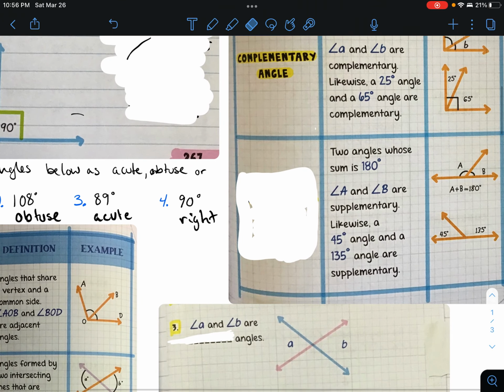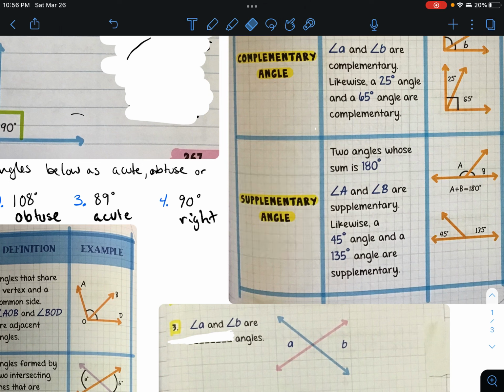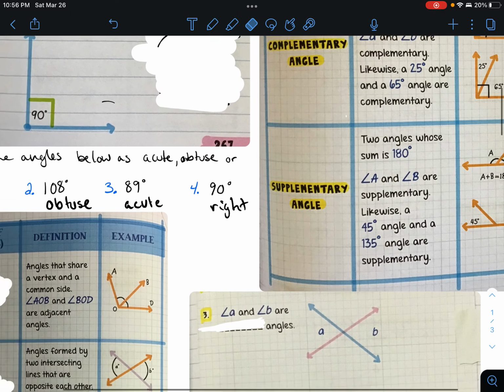Okay, likewise, there are two angles whose sum is 180. Over here, you'll notice it is a straight line with an intersecting ray. The two angles have to equal 180 degrees because a straight line makes 180 degrees. So those are called supplementary angles. Supplementary angles are two angles that equal 180 degrees, and they're made from dividing a straight line.